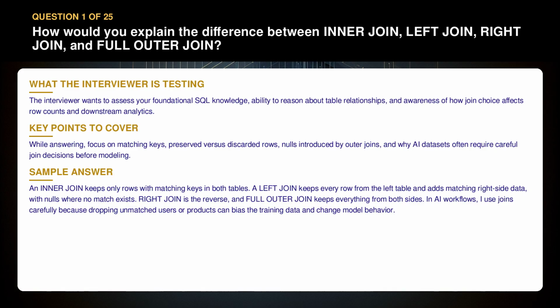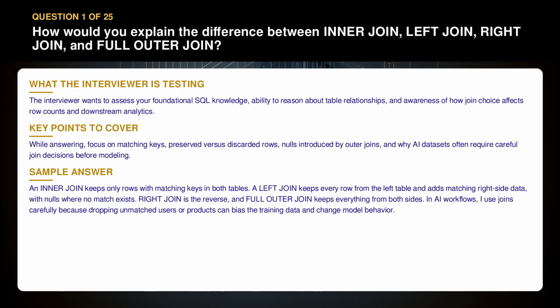An inner join keeps only rows with matching keys in both tables. A left join keeps every row from the left table and adds matching right side data, with nulls where no match exists. Right join is the reverse. And full outer join keeps everything from both sides. In AI workflows, I use joins carefully because dropping unmatched users or products can bias the training data and change model behavior.